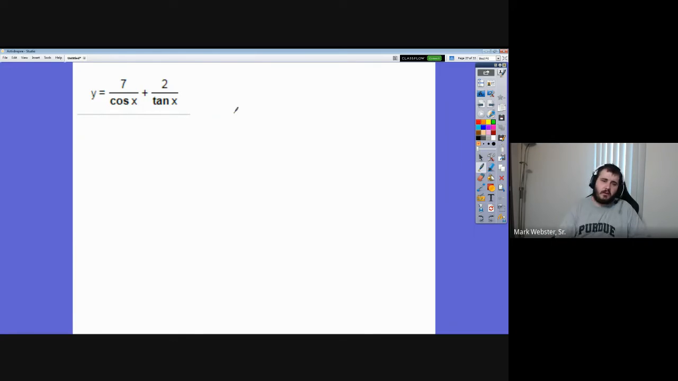So once again, rewrite this. I don't want to deal with this if I don't have to. Bring the cosine out of the denominator. Make this 7 secant x plus 2 cotangent x, right? And then just take the derivative. And remember, take the derivative separately.